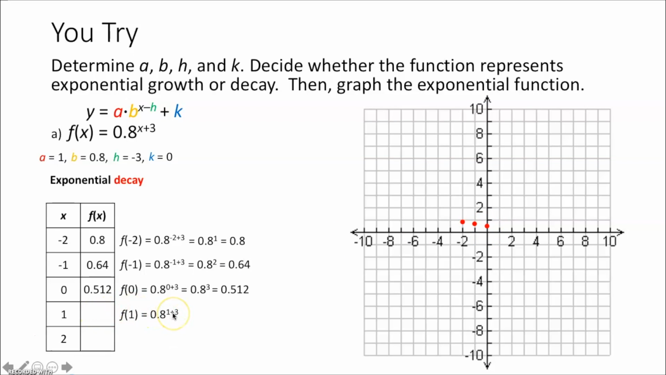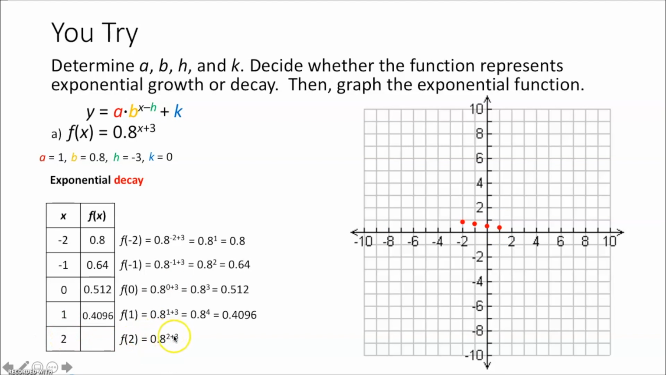Next, we plug in 1. 1 plus 3 in our exponent is going to give us 4, and then 0.8 to the fourth power is going to give us 0.4096. So now we plot the point 1 comma 0.4096. So we go over to 1 on our x-axis up 0.4, which is a little bit less than halfway up. Put a point.